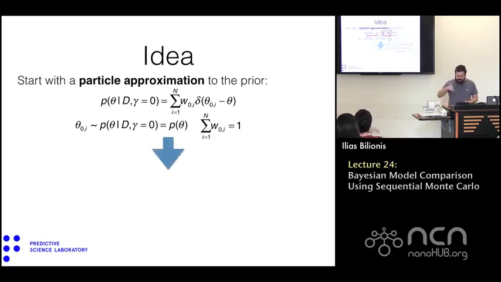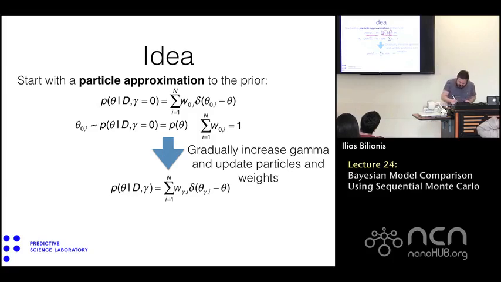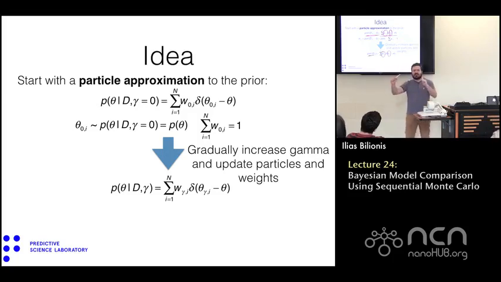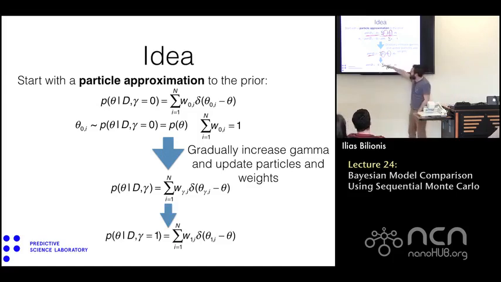And then you move them a little bit. Okay, you increase gamma a little bit, from gamma equals 0 to gamma equals 0.01, and you move the thetas a little bit, and you move the weights a little bit, in just the right way, so that the samples you get are samples from here. And then you increase gamma a little bit more, and you perturb the weights and the samples a little bit more, just the right way to get the right samples, and so on and so forth. Okay, and you do that until gamma hits 1.